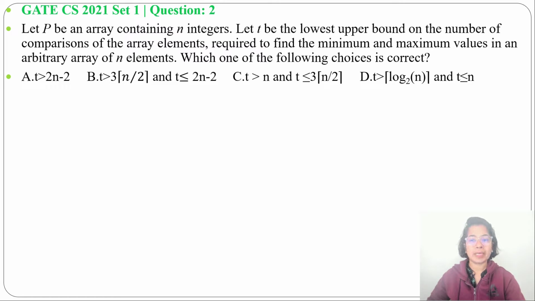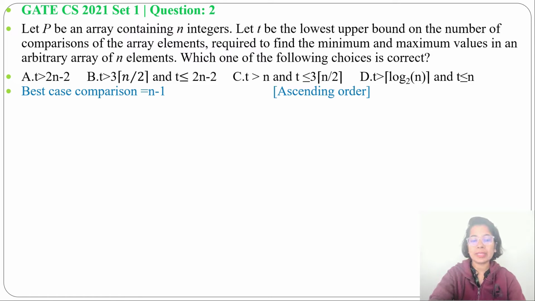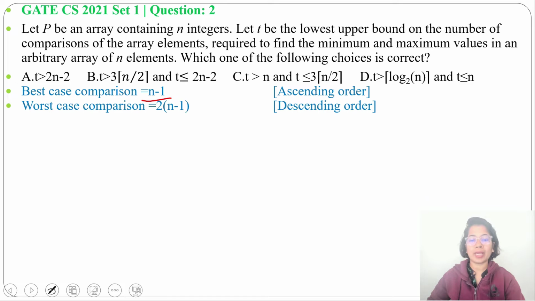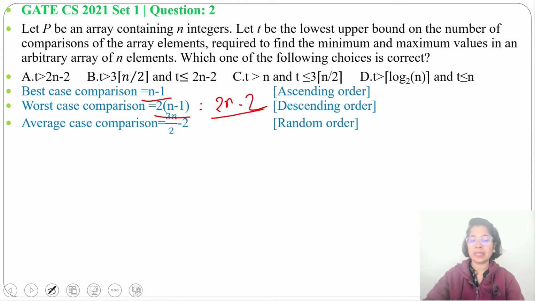So in the best case, when the array is in ascending order, the number of comparisons required is n minus 1. And in the worst case, when the array is in descending order, the number of comparisons required equals 2n minus 2. So we can say 2 multiplied by n minus 1 equals 2n minus 2, taking 2 common. And in the average case, in a random array, the number of comparisons will be 3n divided by 2 minus 2.